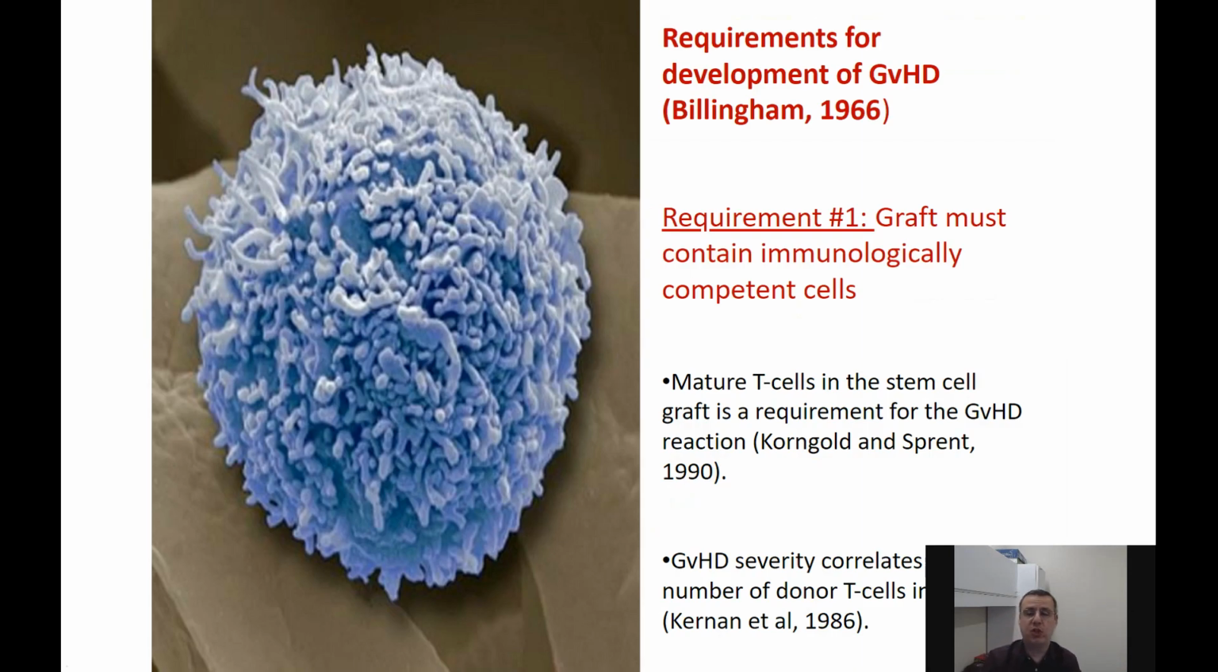Now, for graft-versus-host disease to develop, there are certain requirements, sort of fundamental principles of how GVHD occurs. The first requirement is that the graft must contain immunologically competent cells. So these are mature T cells that are present in the stem cell graft, and it has been found that the number of donor T cells that are infused in the graft correlates with the severity of graft-versus-host disease.